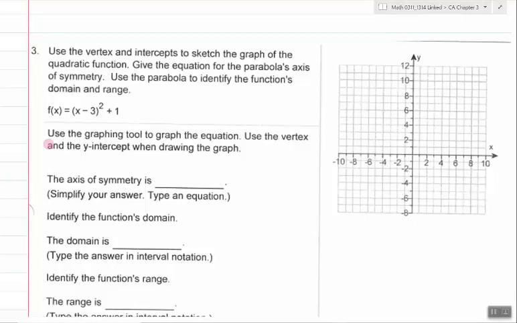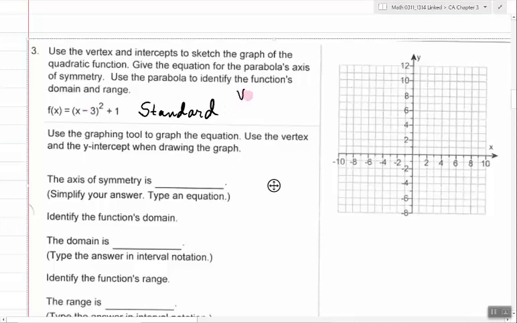It says use the vertex and the intercepts to sketch the graph of the quadratic function. All right, then give the equation of the parabola's axis of symmetry and the domain and the range. I'll do it here and then I'll go to my math lab and include that in the video. All right, this is standard form. Because it is standard form, I can already tell that the vertex is 3, 1. When I graph this, I will have a vertex at 3, 1.